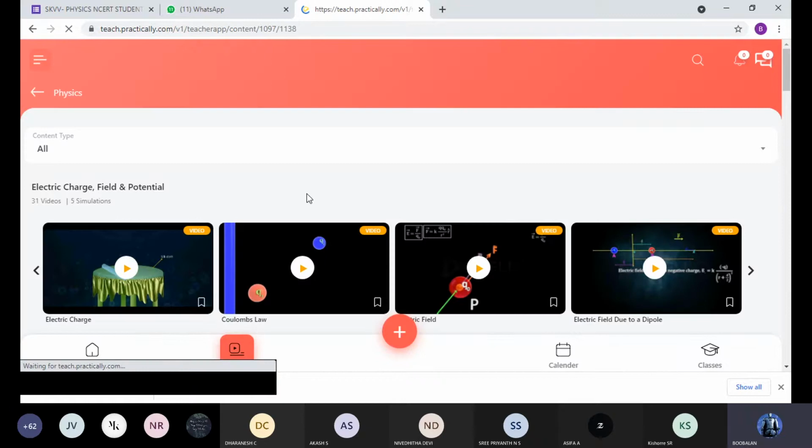So only two topics. One is a solenoid, another one is a toroid. Next one is the moving coil galvanometer. First we will complete solenoid and toroid.